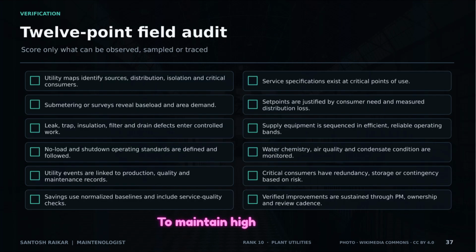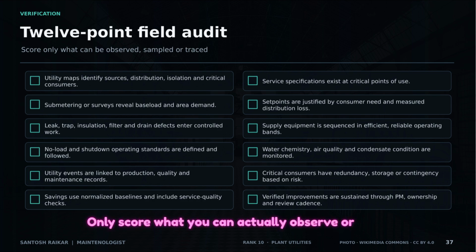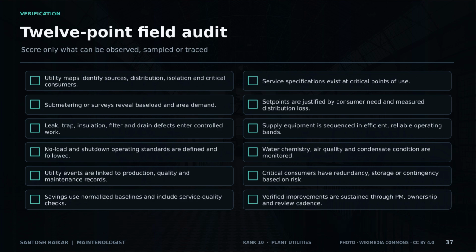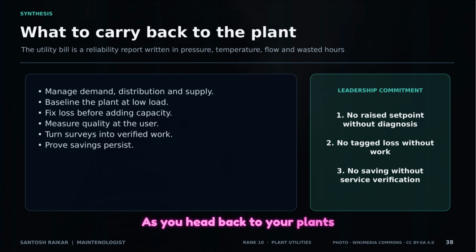To maintain high standards, use this 12-point field audit. Only score what you can actually observe or trace. This keeps the focus on the reality of the plant floor rather than what is written in a binder in an office. As you head back to your plants, remember, the utility bill is actually a reliability report written in flow and pressure. Commit to no raised set points without diagnosis, no tag losses without work, and no savings without service verification.